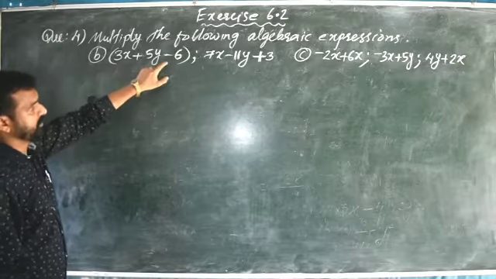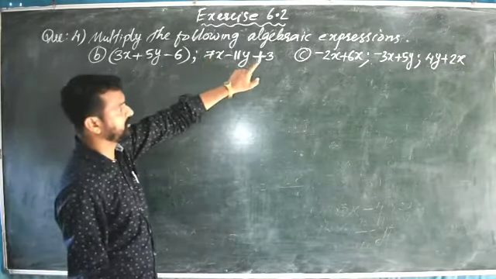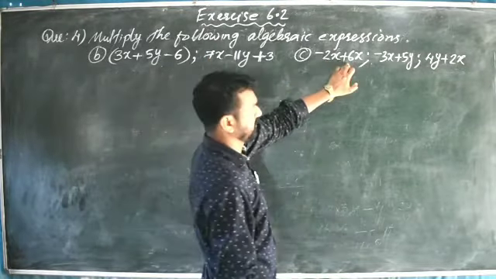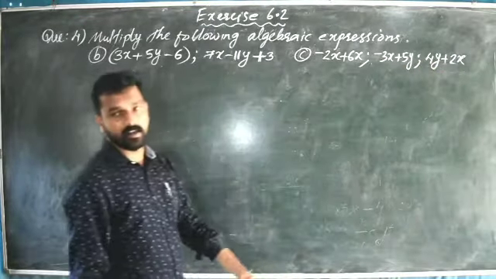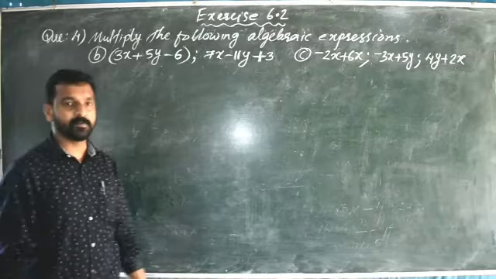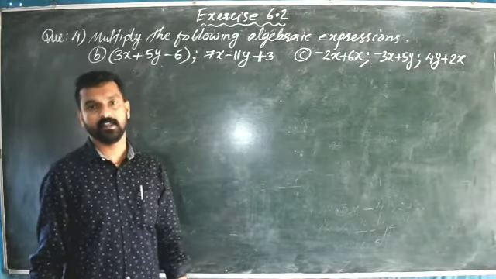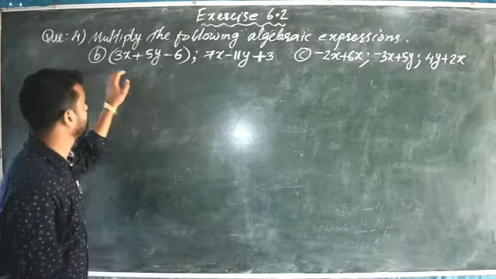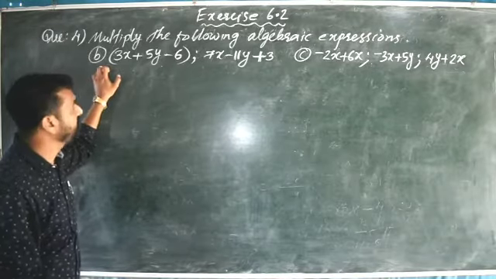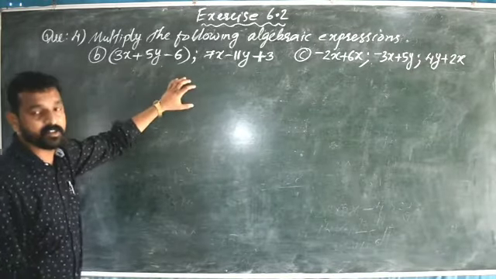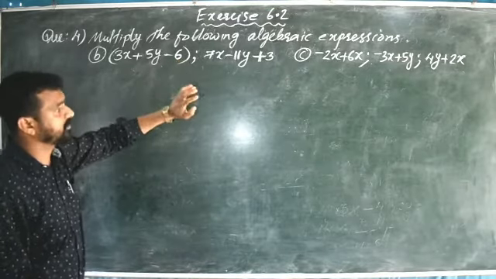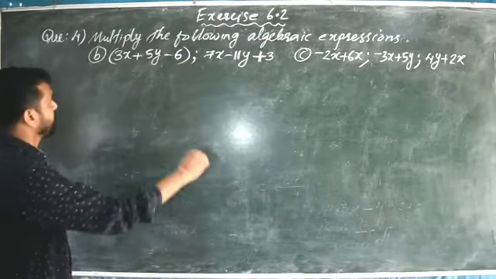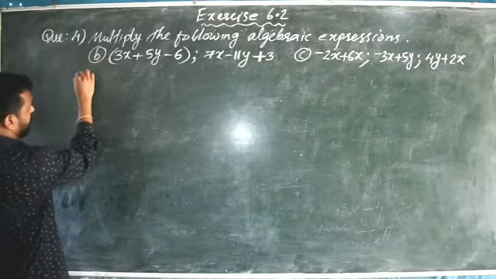3x plus 5y minus 6, 7x minus 11y plus 3, minus 2x plus 6x, minus 3x plus 5y, 4y plus 2x. Here question number up to F is there, A, B, C, D, E, F. I wrote only two questions here, B and C. Remaining questions you have to do by yourself. Those are easy questions only. These two questions I will explain. First question, question number B.